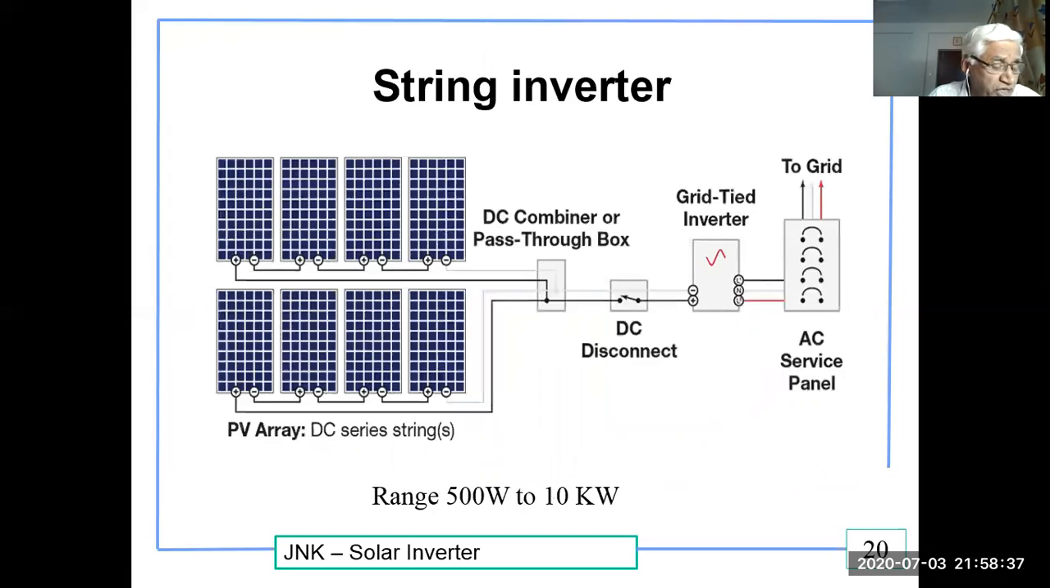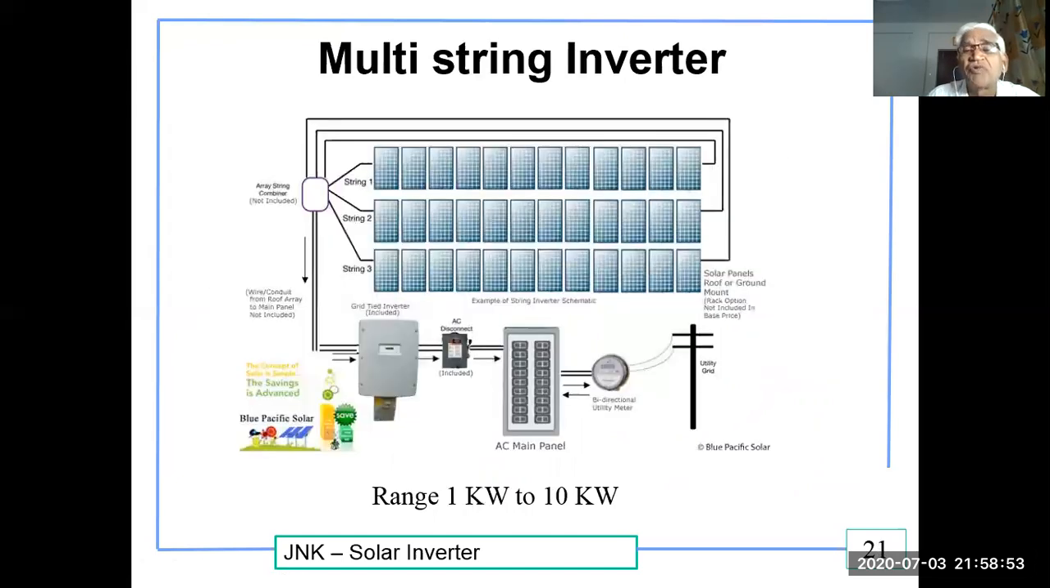So we can see here a string inverter typically rated around 500 watts to 10 kilowatts. This is the string inverter. All four are connected in series, and then connected in parallel to the network. Then we have a multi-string inverter. You can see here, so many modules are connected in series, and there are three rows, string 1, string 2, string 3. The total system is called a multi-string. The other one is only a single string, so it is a string inverter. Finally, two terminals, DC plus and minus, go to the inverter. This is called a multi-string inverter.